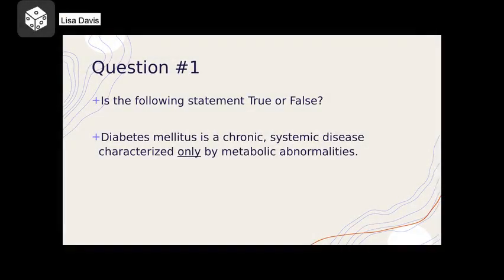Whew, we can take a deep breath. We made it through the A&P review. Time for a question. Is the following statement true or false? Diabetes is a chronic systemic disease characterized only by metabolic abnormalities.